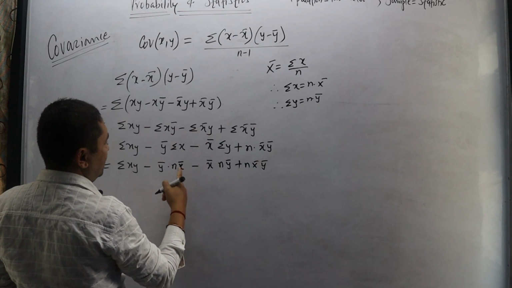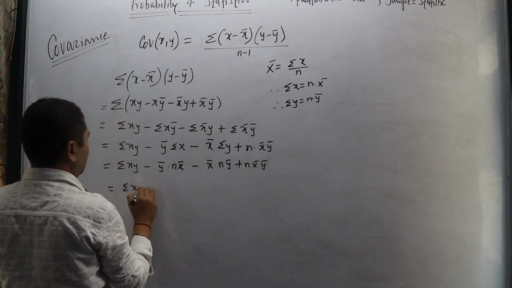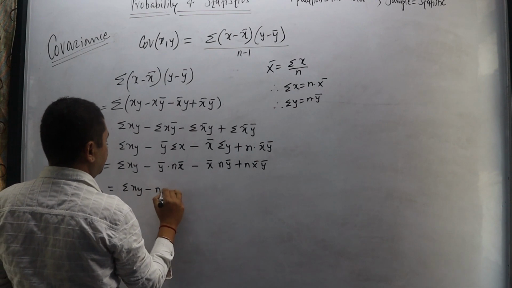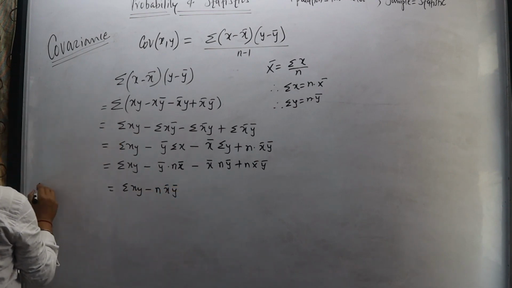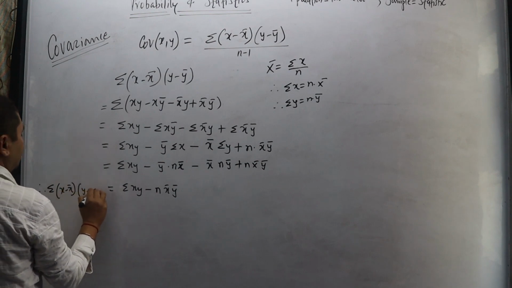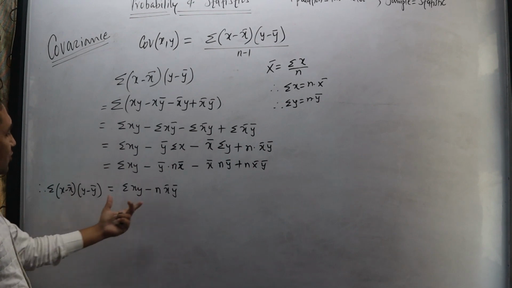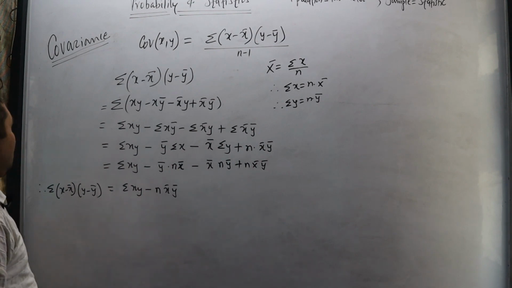And if we order them properly, they are the same, so we can cancel one of them. So we are left with summation xy minus n x bar y bar. So this is what we have derived: the summation of (x minus x bar) and (y minus y bar) is equal to this expression. And this is a very helpful relation. And if we know it, we can always divide it by n minus 1.